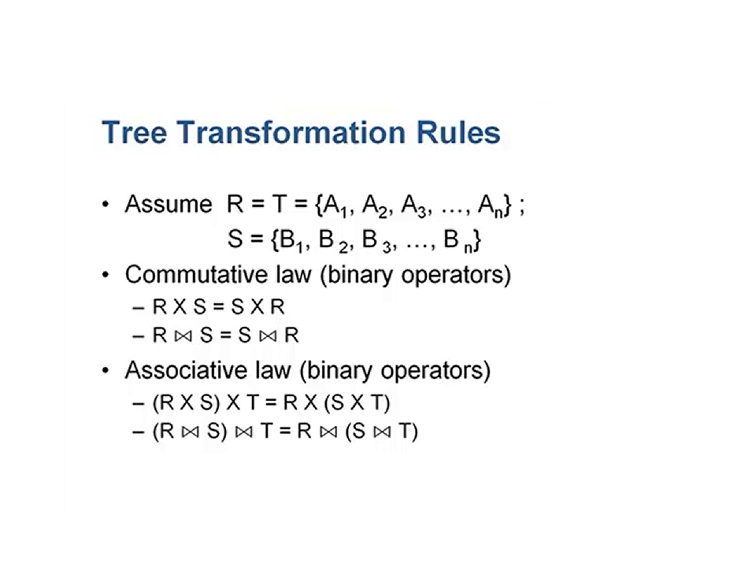Similarly, we have the associative law. So R cross S, taking its product cross T, is the same as R cross the product of S cross T. And the same thing is true for natural joins. And again, depending on the index structure, one may be more optimal than the other to execute.